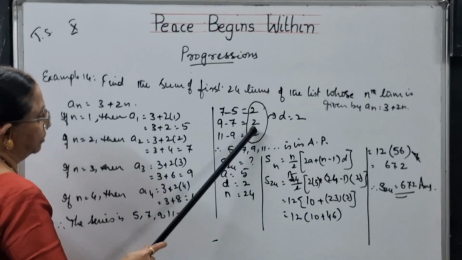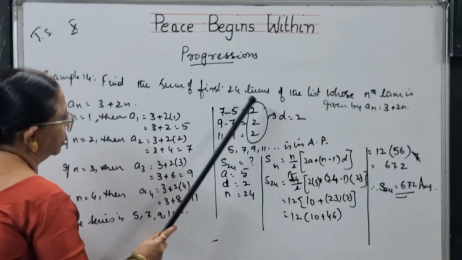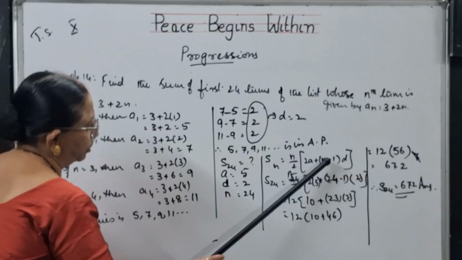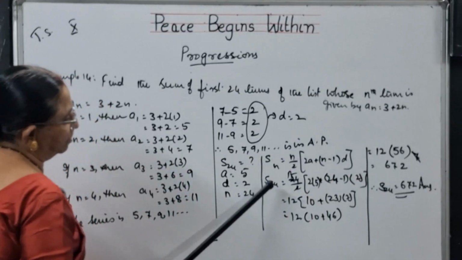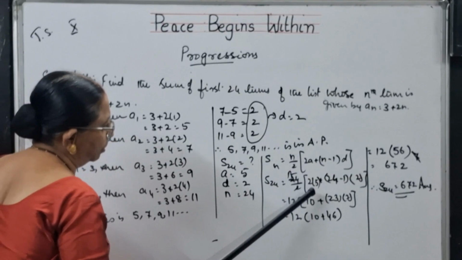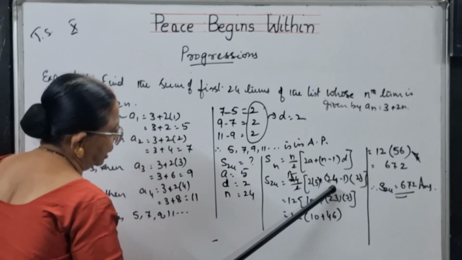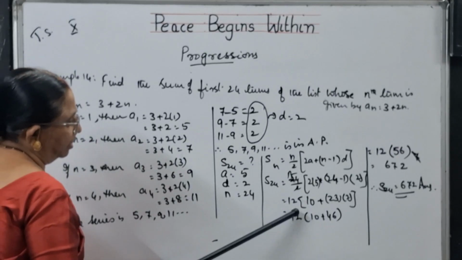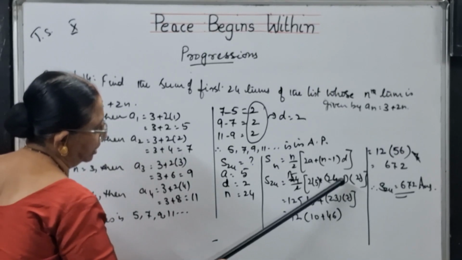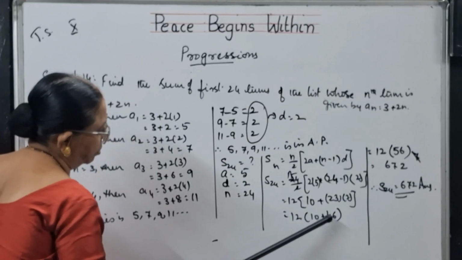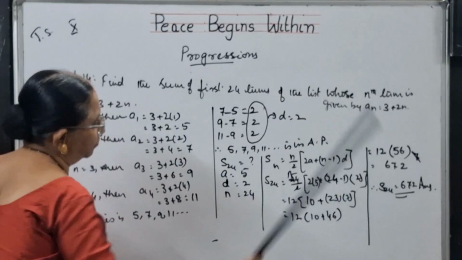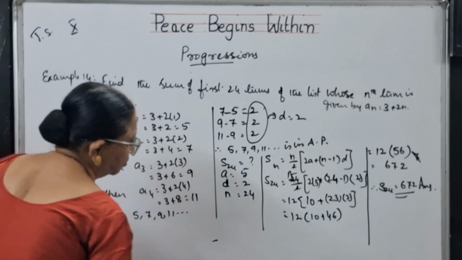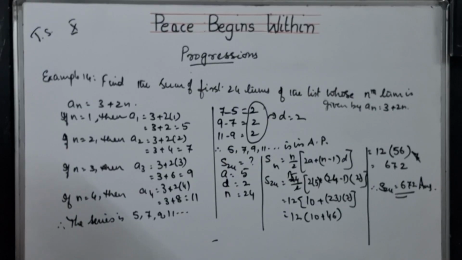If it is in AP, then yes, S24 is how much they are asking, sum to 24. a is 5, common difference is 2, and 24 terms they are asking, n is 24. So general formula Sn is equal to n by 2 into 2a plus n minus 1 into d. So S24 is equal to 24 by 2 into 2 into a is 5 plus n is 24 minus 1 into d is 2. That is 2 twelves are 12 into 5 twos are 10 plus 23 into 2. 12 into 10 plus 46. That is 12 into 56. 672. So S24 is equal to 672 is the answer, children. Please note it down.